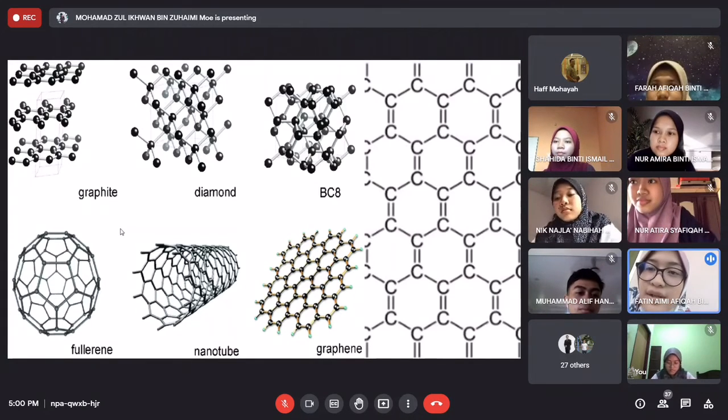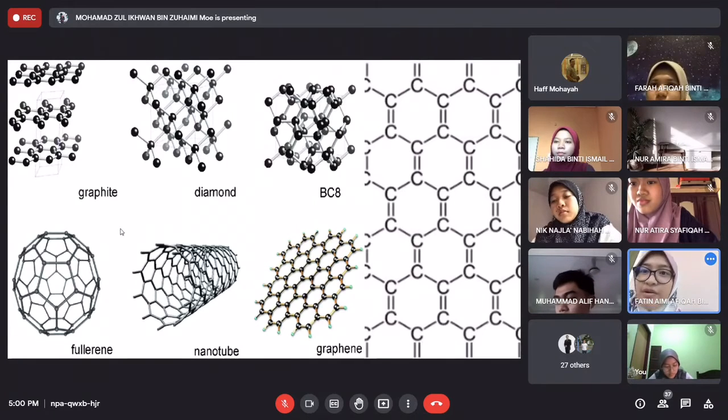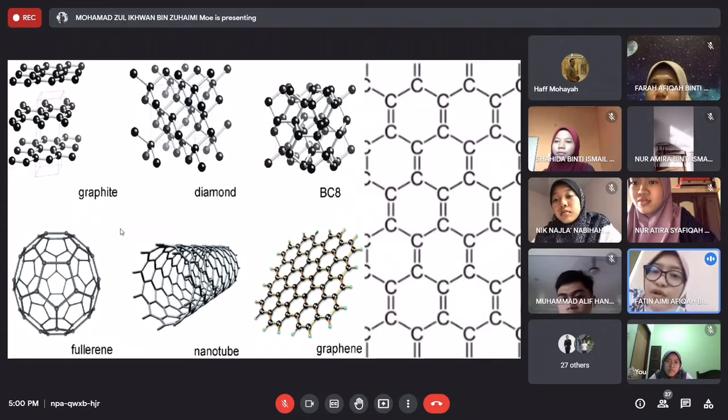Okay, so these are the examples that we can do with the graphene. Graphite, diamond, BC8, fullerene ball, nanotube. Okay, next slide.